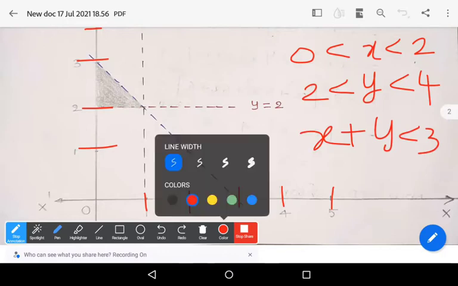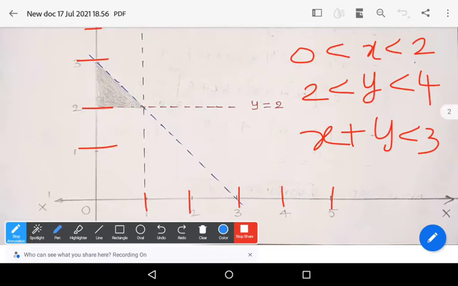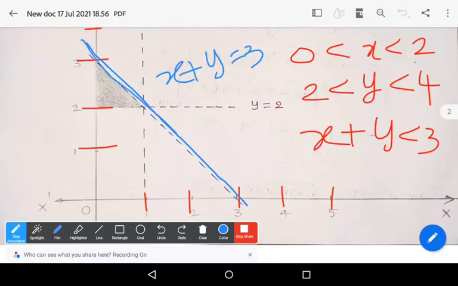Now observe that the blue colored line represents the line x + y = 3. This blue line represents x + y = 3. And this line is y = 2, and this line is x = 1.